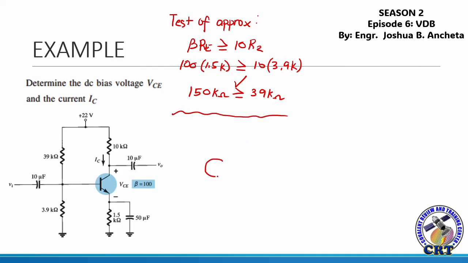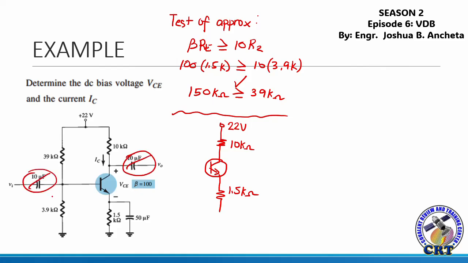So therefore, we will use the equivalent circuit. The equivalent circuit is this: the transistor and the VCC, RC. VCC is 22 volts, RC is 10 kilo ohms, then the RE is 1.5 kilo ohms. During DC analysis, you can omit the capacitors, so you can remove them in your DC analysis. Then for the base terminal, this is the VTH.